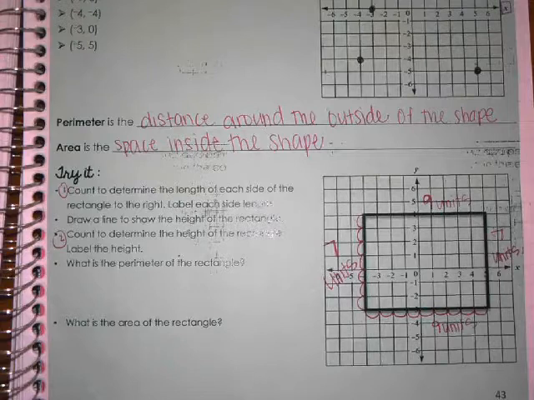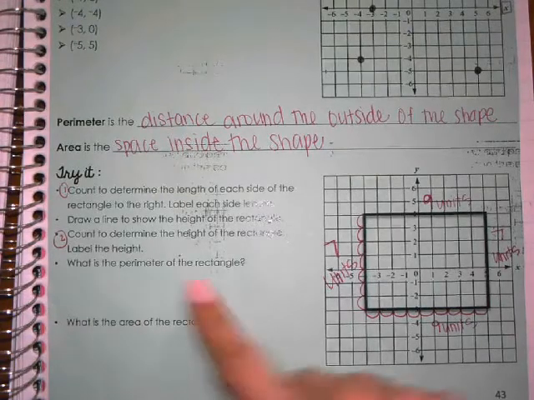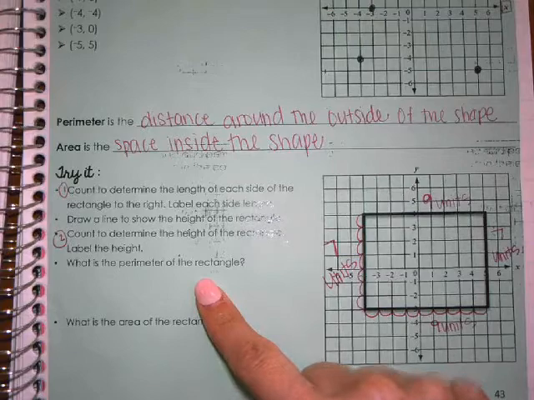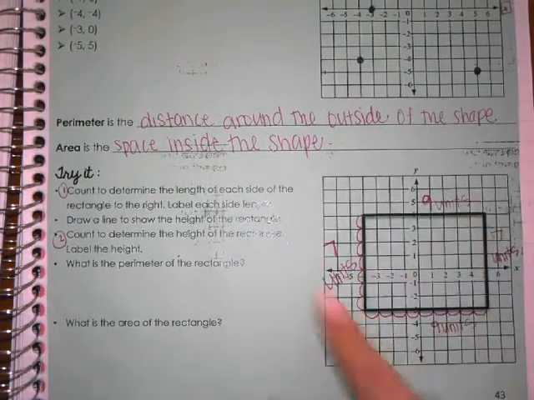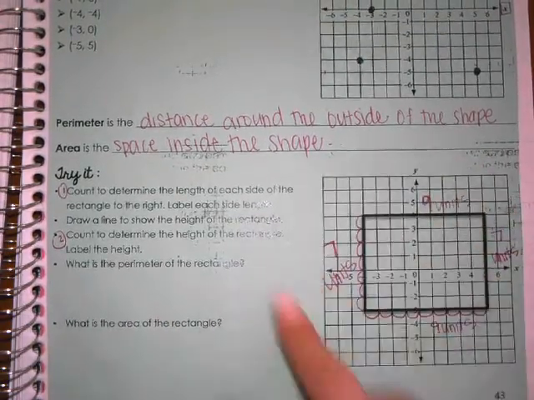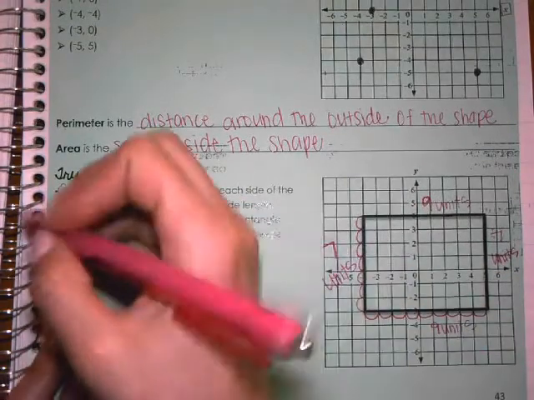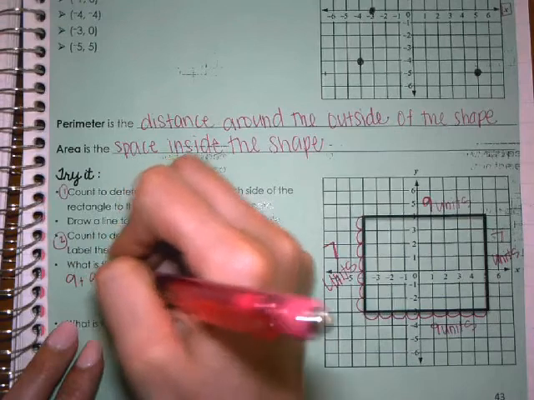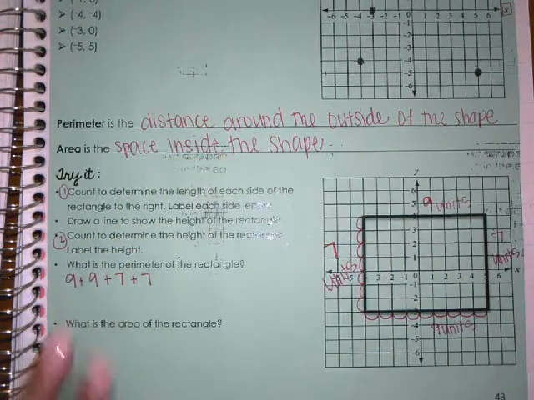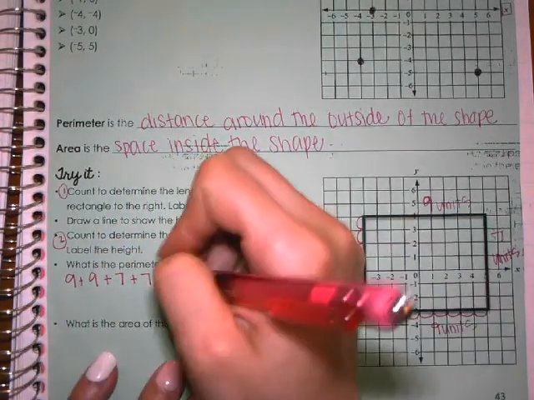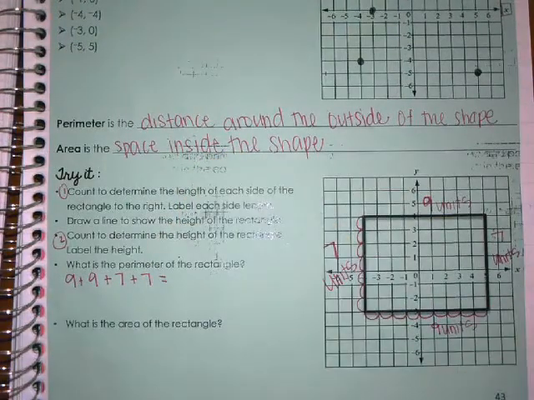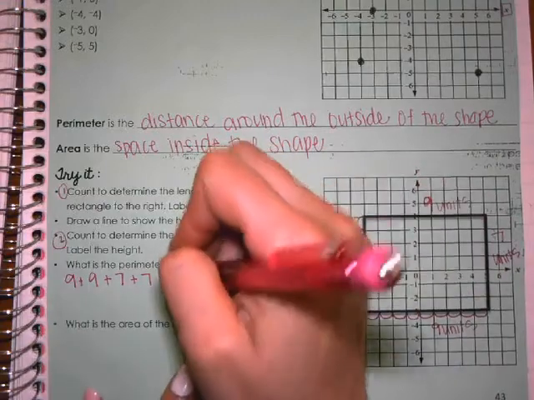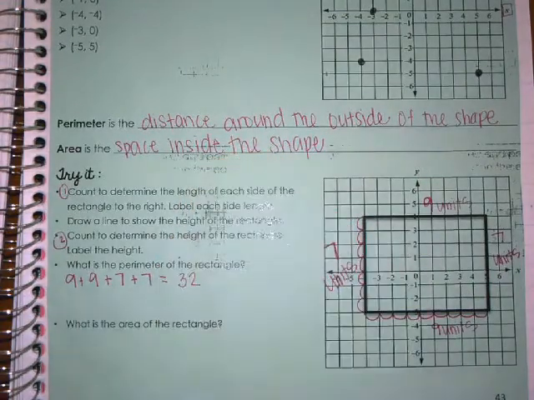So I want perimeter. We're doing perimeter. Someone remind me, how do I find the perimeter of this shape? Add all the sides together. So I'm doing 9 plus 9 plus 7 plus 7. And when I add all of those up, a good majority of you got it right, which means my answer is what? Good, you should have told me 32.